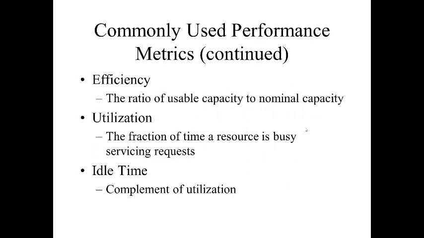More commonly used performance metrics, one is efficiency. That's the ratio of usable capacity to the nominal capacity. Utilization is a fraction of time and resources busy servicing requests, and idle time is the complement of utilization. Utilization, efficiency, and idle time can also be useful as business metrics. If you have a low utilization, that may not be good because the system may not fit any particular business need or people aren't using it. So that's one where nominal is best. You kind of want that one in the middle. You don't want it so high that the system is busy 24/7, but you don't want it so low that nobody's actually using the system.